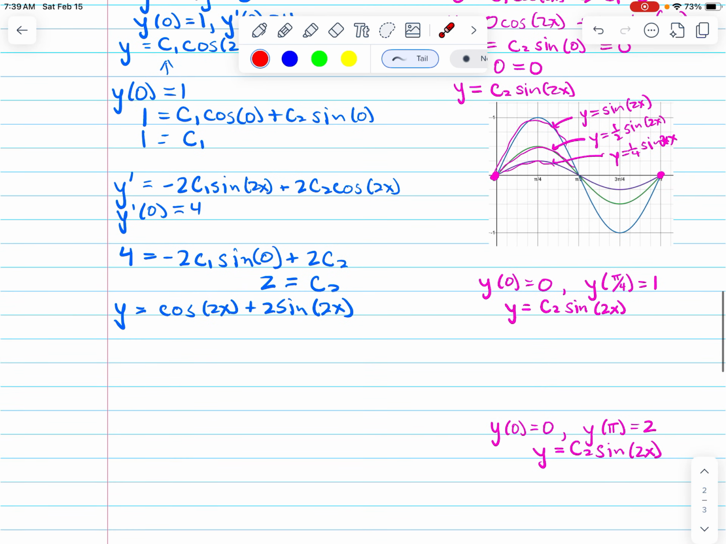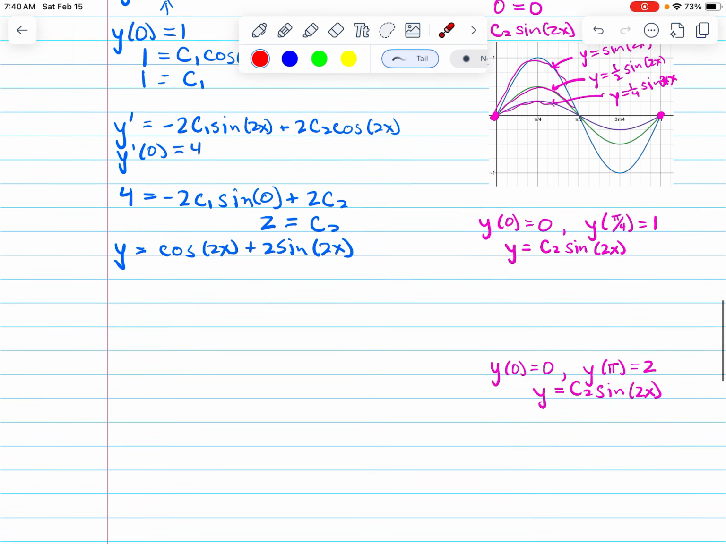Now let's look at a little bit different one down here. Let's suppose that we have the same condition y of 0 equals 0 and y of pi over 4 equals 1. Now if you look at that one, same thing, C1 is equal to 0, so we're just considering this part. You can see that here's pi over 4 and we're saying, okay, when does this equal 1? Well, only for this curve right here. See, here's where it's equal to 1 up there. Okay, so C2 would have to equal 1 on that one.